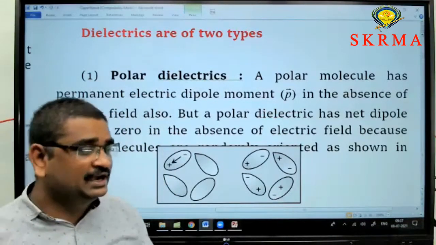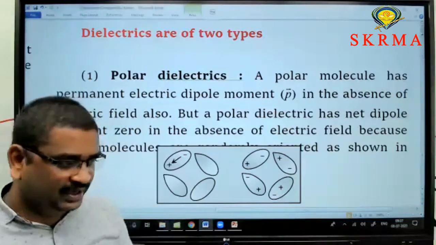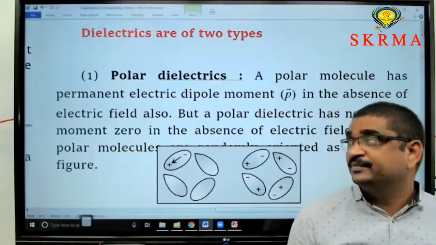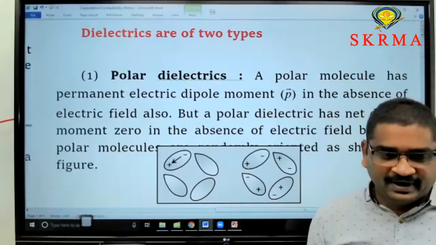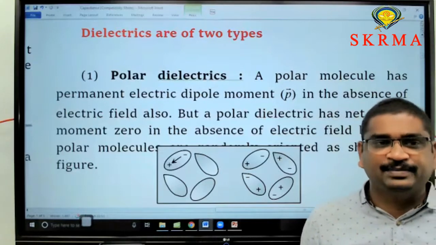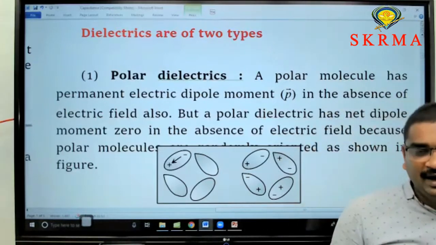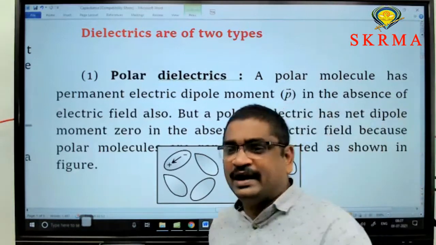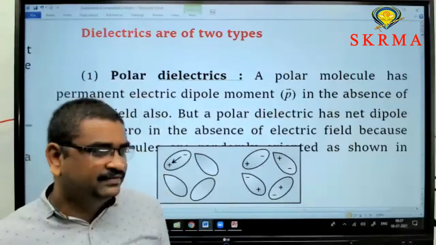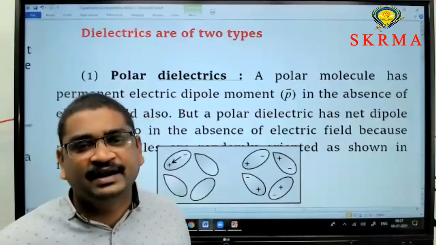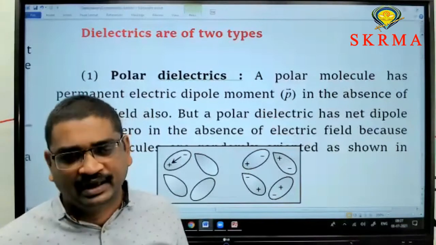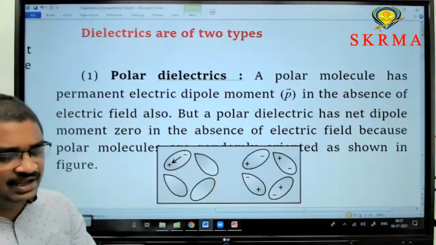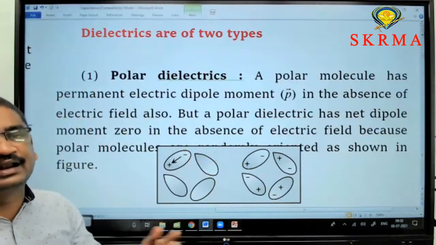A polar dielectric has a permanent dipole moment even in the absence of an electric field. If any dielectric has a permanent dipole moment, then that is called a polar dielectric. What is non-polar? If a dielectric does not have any permanent dipole moment, then that is called non-polar. Based on dipole moment only, we can conclude whether it is polar or non-polar.